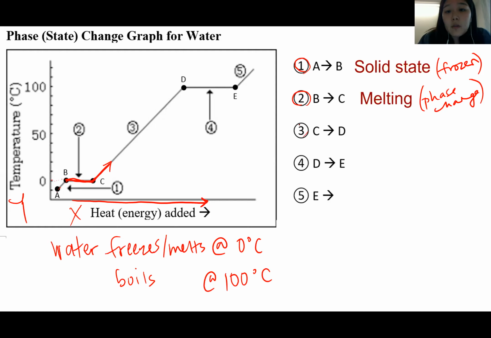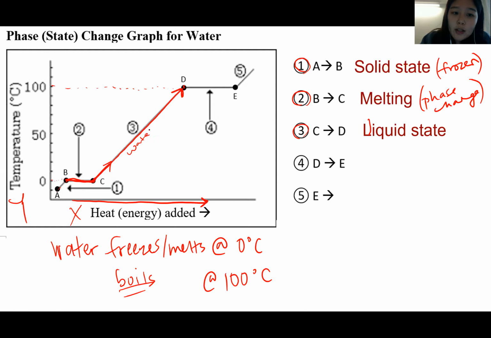So from point C to D, we have a rapid temperature increase, and at point D, water reaches 100 degrees Celsius, at which point water starts to boil. So from point C to D, we have our liquid state, right? Ice melted at point C, and water is in the liquid state. So now at point D, it's 100 degrees Celsius, right? 100 degrees Celsius right here.